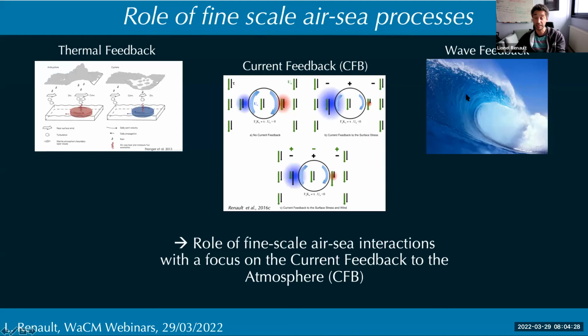There is a wave feedback that is not fully known. It may have an impact on the atmosphere, on the winds, and also a direct impact on the currents, but I won't focus on that today. And there is a current feedback to the atmosphere, which is the impact of the surface currents on the surface stress and the overlying winds. I will focus on this interaction today.